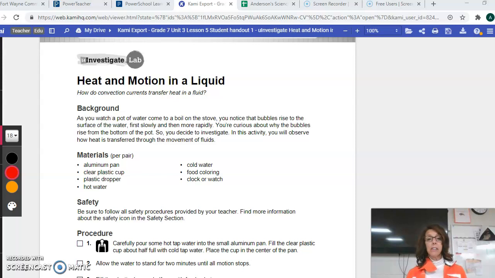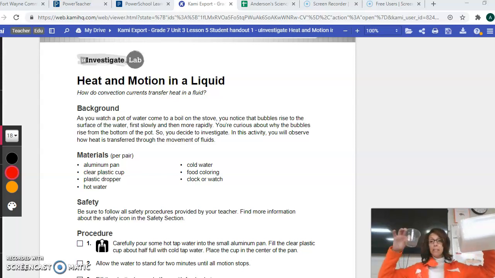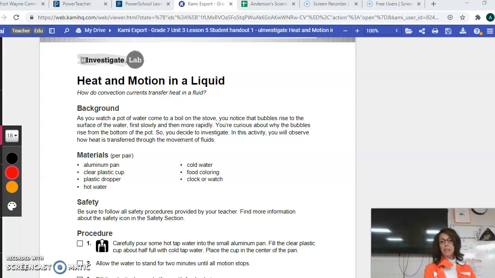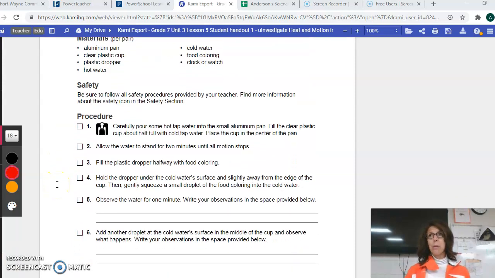So here are the materials. You need an aluminum pan. I did not; I used this bucket right here. A clear plastic cup, a dropper, but it's already in the food coloring, a clock, cold water, and hot water. Be careful if you're using a little more hot water. I warmed mine up a little more in the microwave, not boiling or anything, just a little warmer.